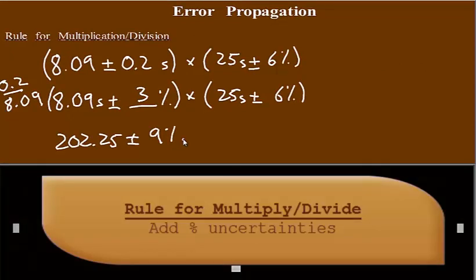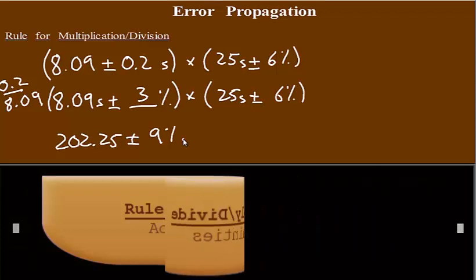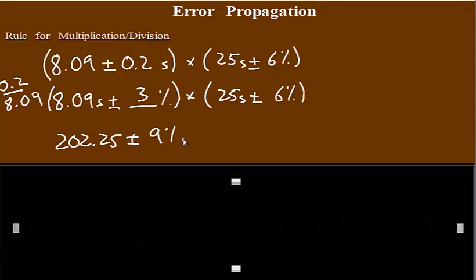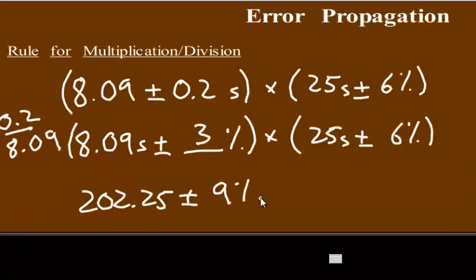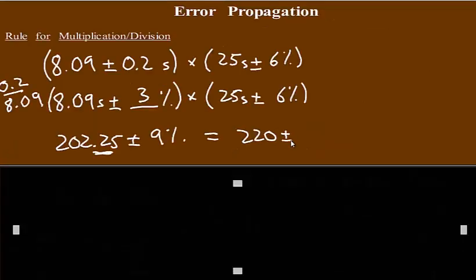Okay. Now, what you need to do is figure out what's 9% of the value, and then you're going to need to adjust the decimal places that you have displayed. So 9% of 202.25 is 18. That means that having precision to the hundredths when I have an error of plus or minus 18 is way off, so I'm going to need to rewrite this to something like this, 220 plus or minus 20, right, like that.